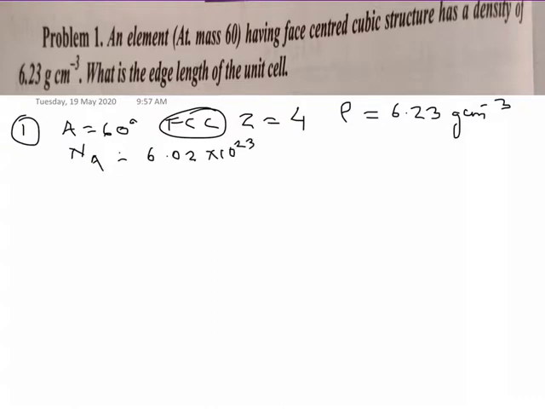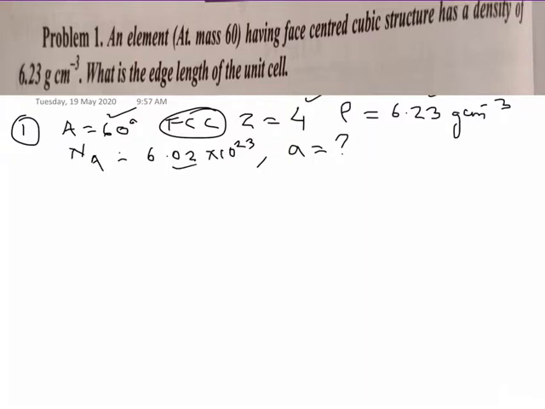So I was telling you that out of the 5 things, 4 things will be given to you directly or indirectly. Now here you are. A is 60 atomic mass, Z is given as 4, then density is also given, and Avogadro's number you will treat as given because you know it. And finally the question is asking you, what is the edge length of the unit cell?